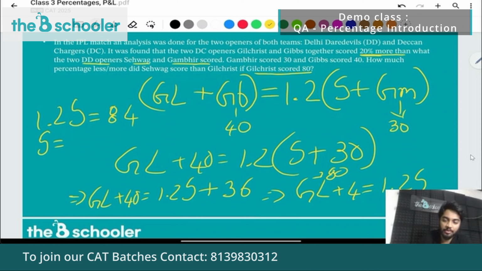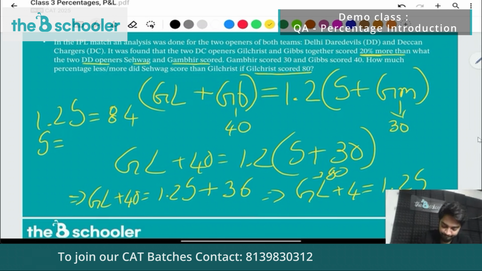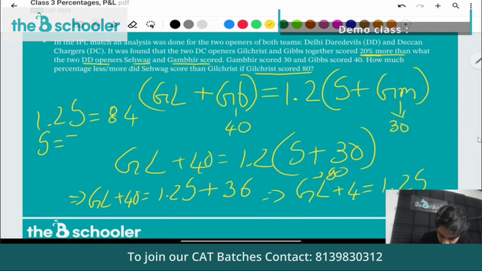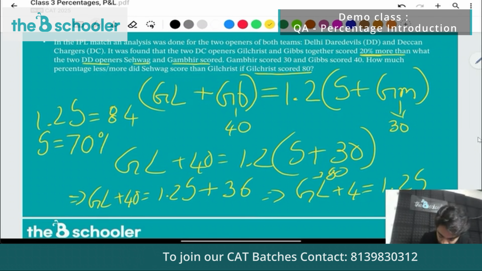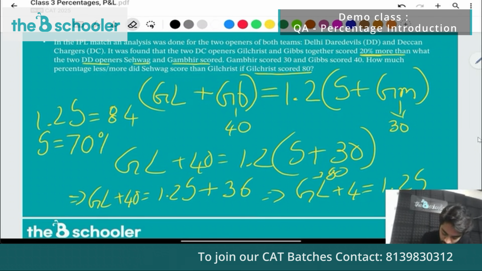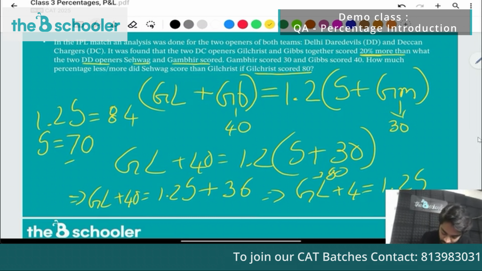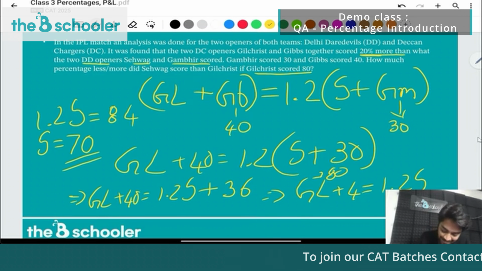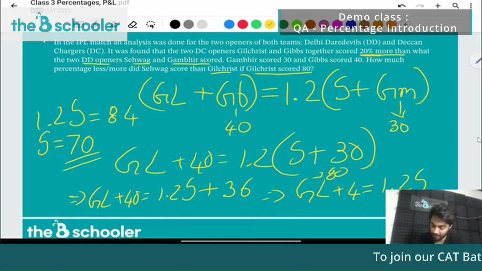84 divided by 1.2 is how much? 70. So Sehwag's score is 70. Sorry, Sehwag score is 70, but what have they asked here? How much percentage less or more did Sehwag score than Gilchrist? Now we have to compare them.